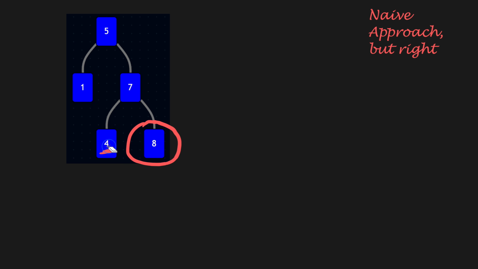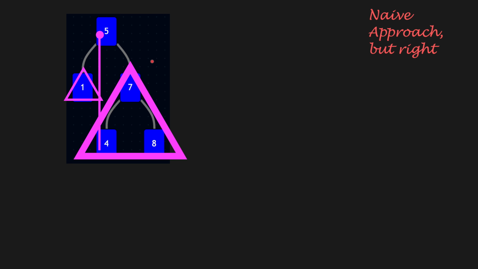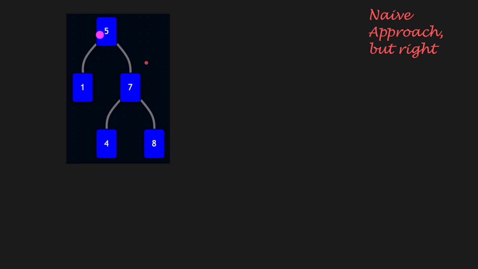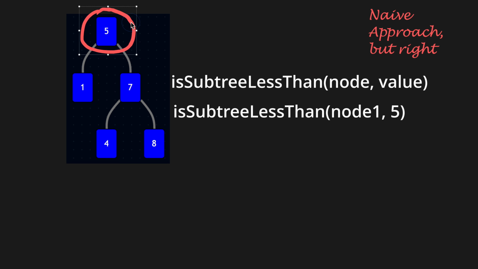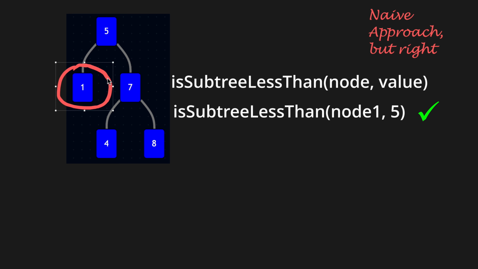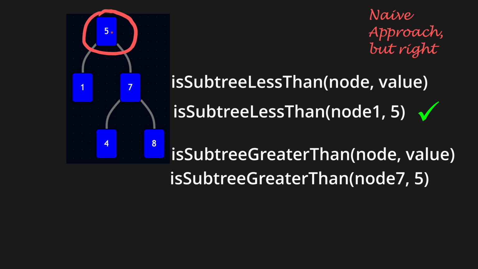So how should we fix this? Well, we want all nodes on the left to be less than the root and all nodes on the right to be more than the root, and we have to do it recursively. So we again start from the root node and check if the entire left subtree is less than 5 using some helper function. Say is subtree less than the value, where we will pass in the node's value, which is 5 here. So we check if the entire left subtree, that is node 1 and its children, are less than the root node 5 and the answer is yes. Similarly, we will check if the entire subtree on the right is greater than root value 5.